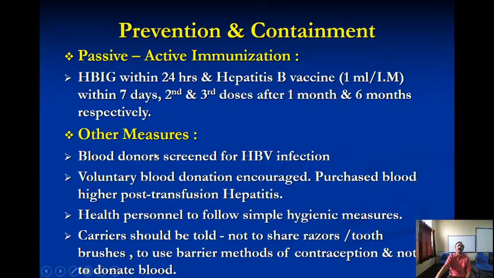Okay. What are the other measures? Blood donors. All blood donors today are screened for hepatitis B. All pregnant women are to be screened for hepatitis B. Voluntary blood donation should be encouraged, and purchased blood has a higher amount of post-transfusion hepatitis.